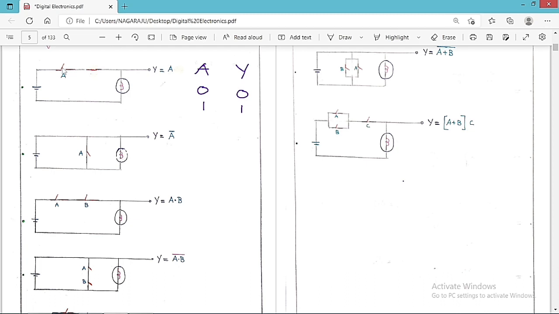So now, suppose I open the switch, whenever the switch is open means 0, then there is no current, so the bulb is going to be off, so Y is also equal to 0. Suppose I switch it on, then the current is going to flow, so the bulb is going to be on. So if A is equal to 1, it is on, then the bulb is also going to be on. So therefore, it is also 1. So Y is always equal to A. So this is what I am trying to tell you. Whenever you connect a switch in series with respect to the bulb, then Y is always equal to A.